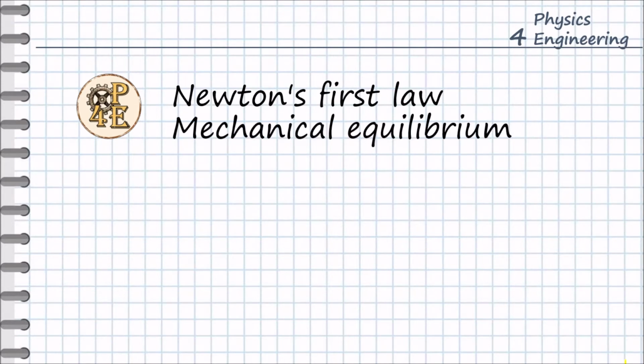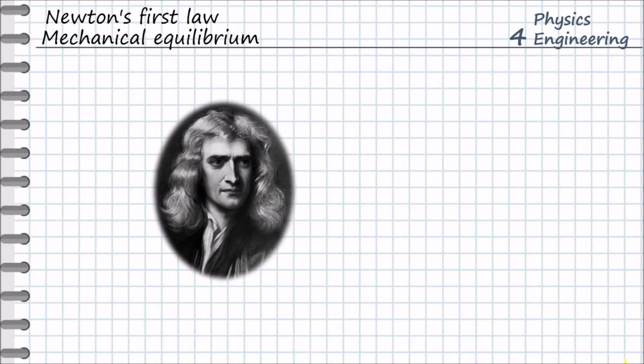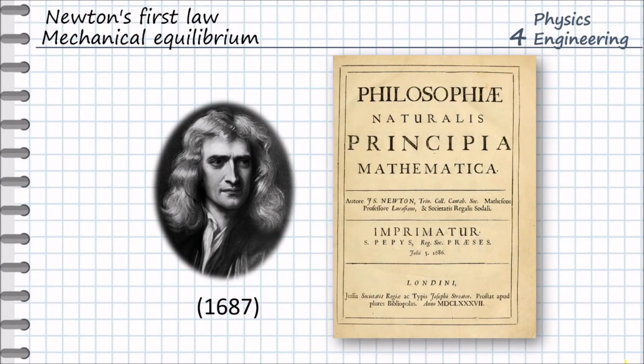Today we talk about Newton's first law and mechanical equilibrium. Isaac Newton, an English mathematician and physicist, compiled the three laws of motion in his Mathematical Principles of Natural Philosophy, first published in 1687.